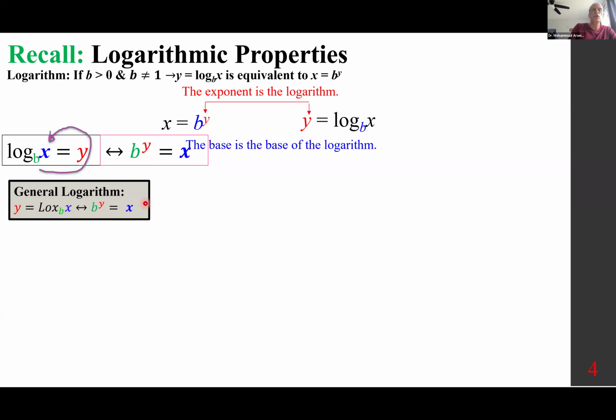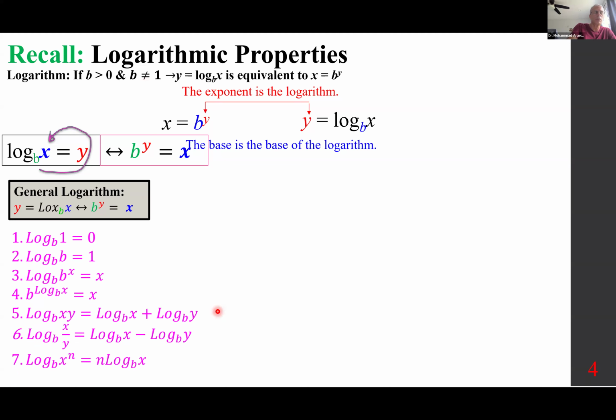So this is a general log. That means the base can be any number as long as it's positive and it's not equal to 1. And it gives rise to the following. I hope everybody remembers that. For example, log 1 base b is 0. Log b base b equals 1. Log base b of b to the power of x is x. B to the power of log x base b equals x. And these are the product, the quotient, and the power.